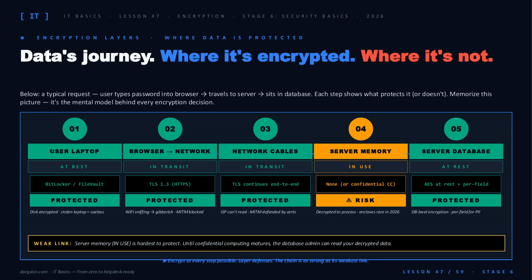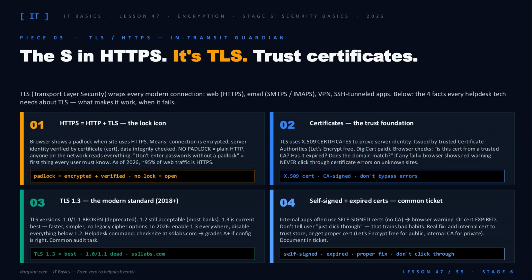Confidential computing will fix that someday. But in 2026, it's still rare. So the rule is simple: encrypt at every step you can, and assume that one exposed link is why we layer defenses in the first place. Now let's talk about that wire between laptop and server.